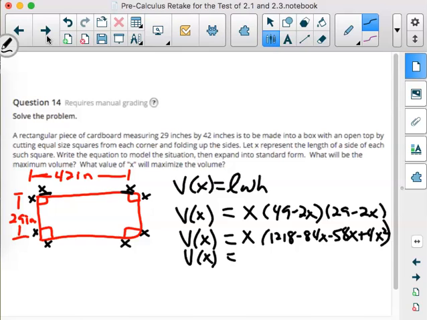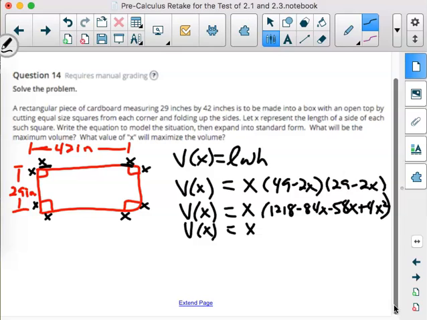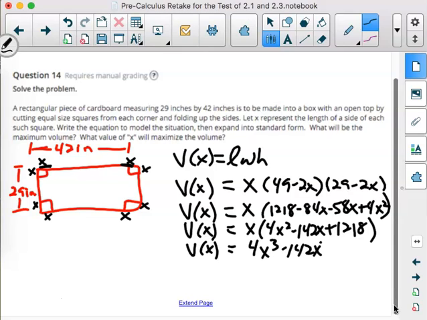And combine like terms and turn it around. Put it in standard form. Put your highest power first. So that'll be x times the quantity 4x squared minus 142x plus 1,218, and then distribute the x. And it simply wants to know the maximum. Well, all we have to do is put that in the calculator and find its vertex. That's what we have to do.